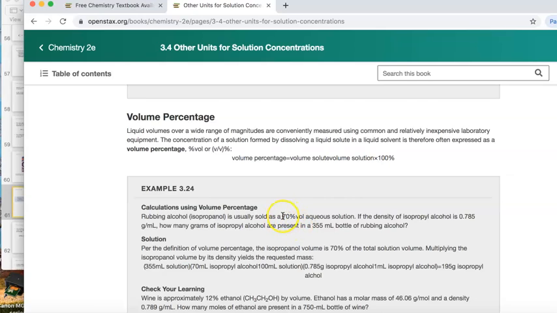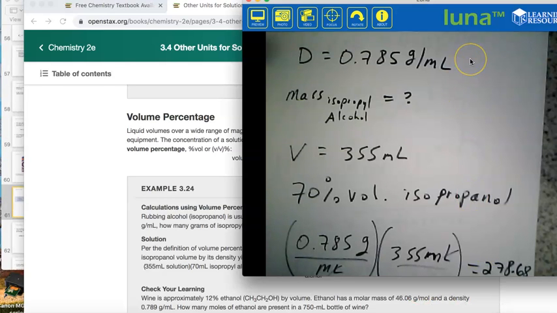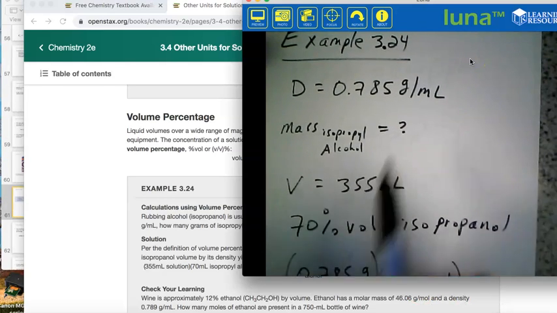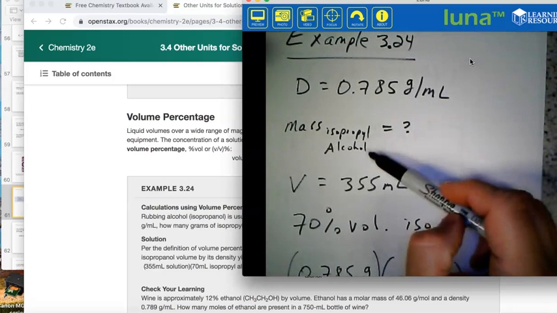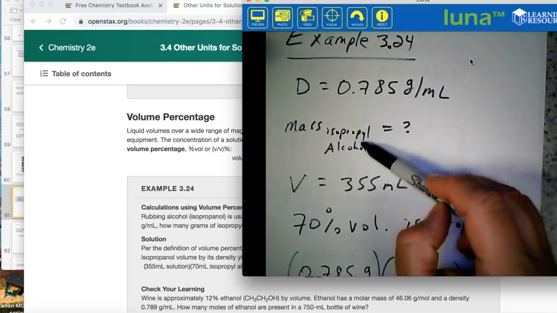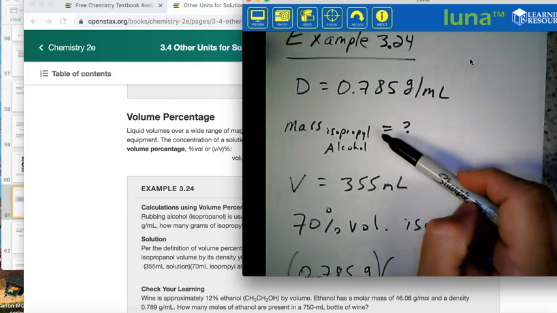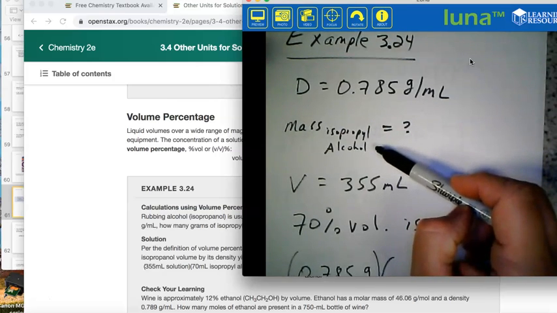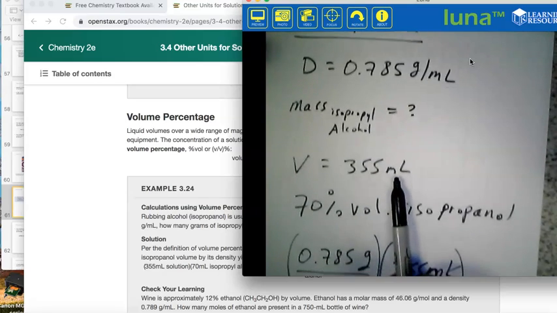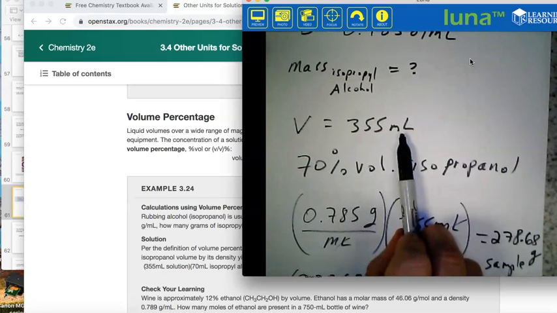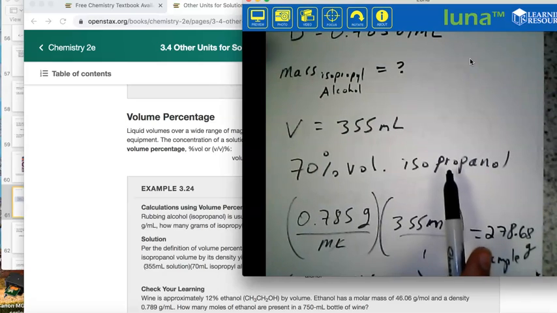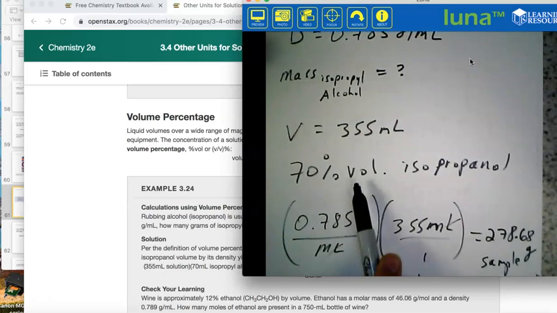All right, so notice they gave us the percent of alcohol in the solution. Okay, they gave us the density of the solution, and they gave us the volume. So those three things, just like they did before. And so here I have the information listed out. Okay, so here's the density of the solution. They're again asking for the mass of isopropyl alcohol. Before it was hydrochloric acid, but same concept here. They give us the total volume, 355 milliliters. The percent alcohol, isopropyl alcohol, is 70% by volume.